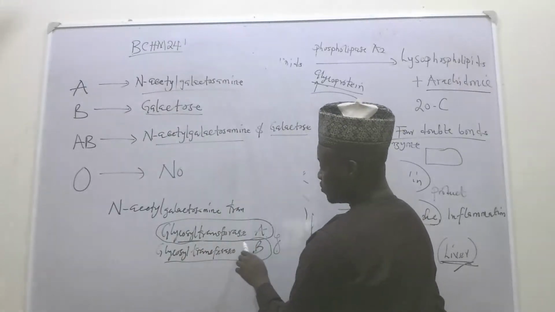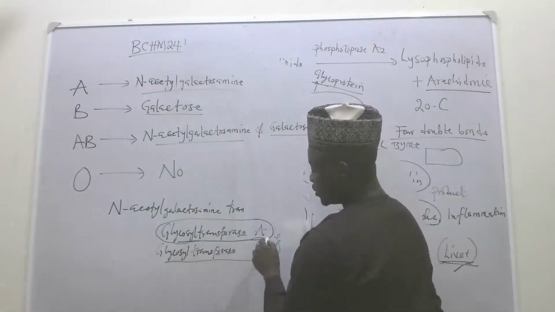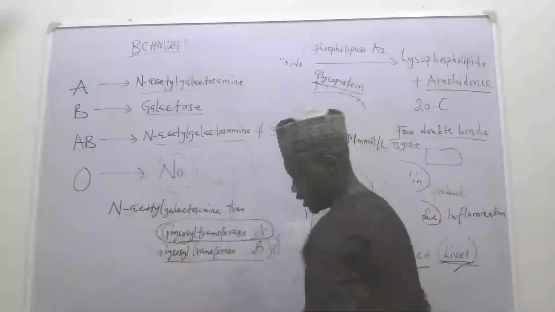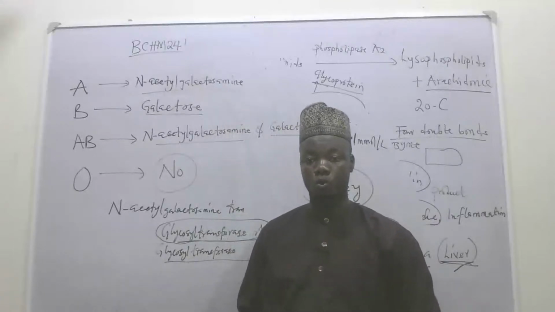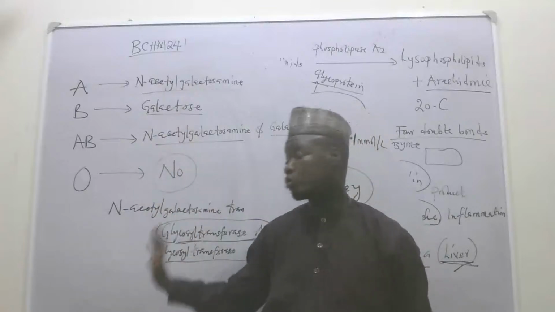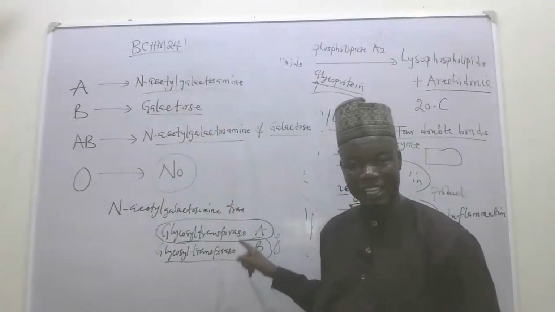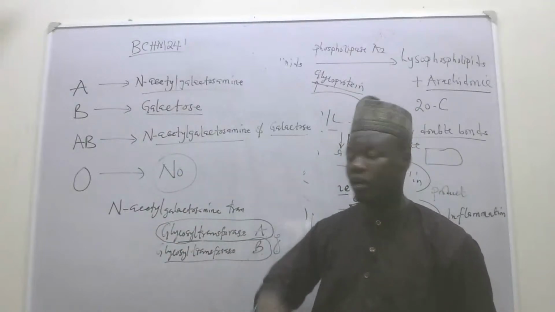If you don't have any of these two enzymes, glycosyl transferase A and B, it means that none of the sugar will be added, and that is why you are going to have blood group O. So this is how we inherit blood group types. If you have blood group A, it's because you have this enzyme, and this enzyme is a protein that we can inherit from our parent.